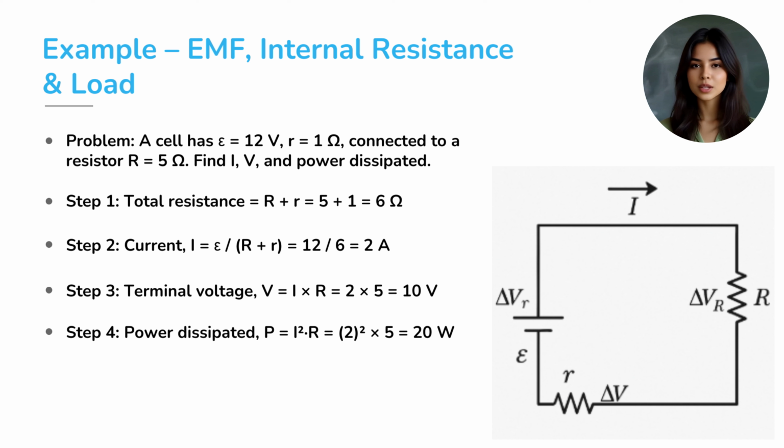Step 3. Terminal voltage, capital V, equals current times resistance. That is, V is equal to 2 amperes times 5 ohms is equal to 10 volts. Step 4. Power delivered to the resistor is current squared times resistance. P is equal to I squared times R is equal to 2 squared times 5 is equal to 4 times 5 is equal to 20 watts. So, the cell delivers 2 amperes of current and 20 watts of power to the load. But notice that the terminal voltage is less than the EMF because of internal resistance.